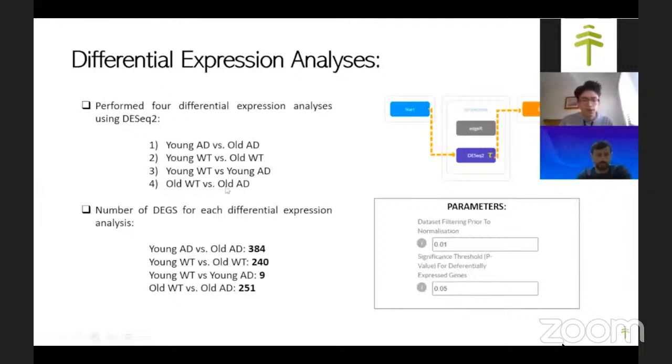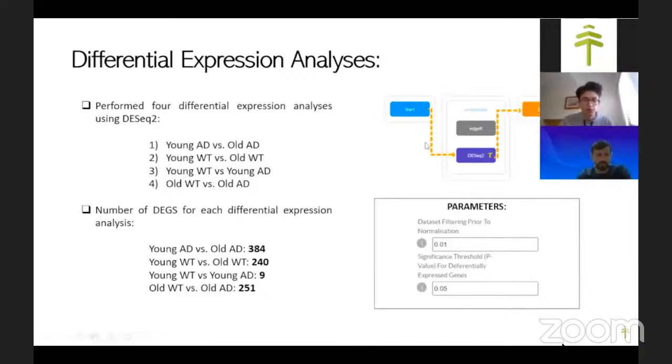Then I did young wild type versus young AD to see whether the transcriptomic differences between microglial cells in pathological and physiological conditions arise from a young age, or whether they arise as the mice begin to age when they are older. And then this last one, old wild type versus old AD, to see the transcriptomic differences between old wild type mice and old AD mice, and to see what are the main physiological differences between these two clinical groups.